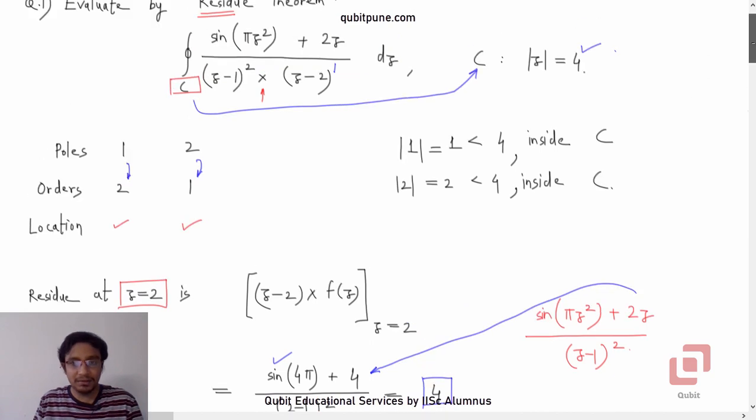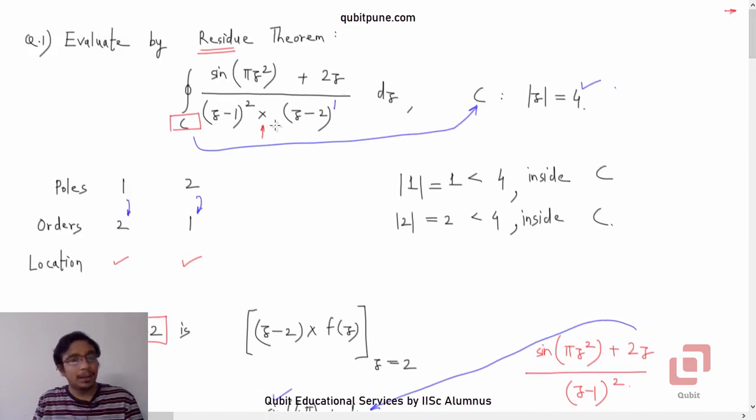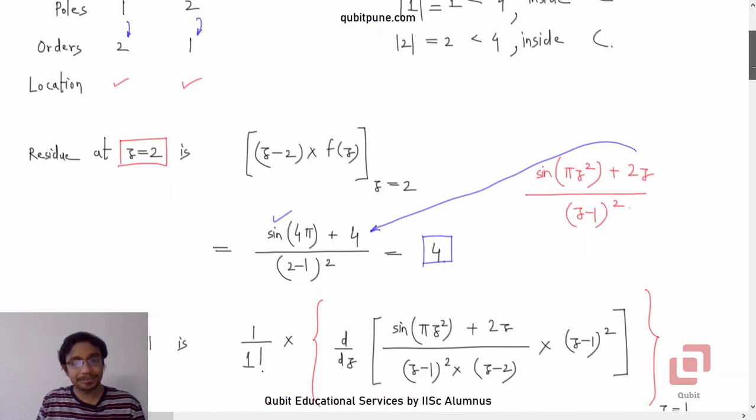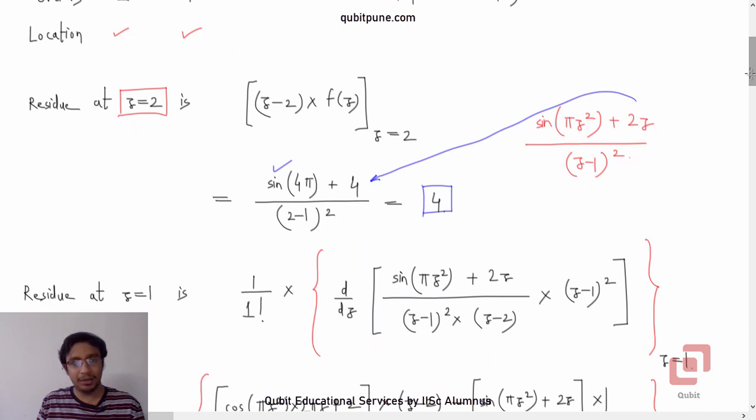And now you may realize this, that finding the Laurent series of this particular function may take us a lot of time, right? Because of the presence of the trigonometric function sine in addition to the polynomial functions. Okay, all right. Now we have calculated the residue successfully at z equal to 2.